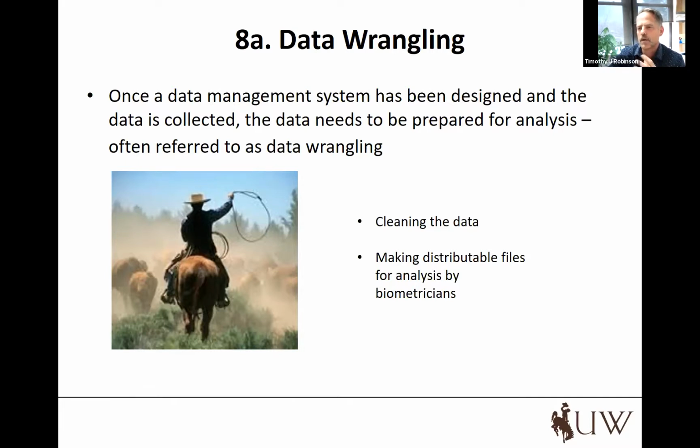This is often referred to as data wrangling. Again, a good applied statistician, biometrician, or data scientist can help you with this. It essentially involves cleaning the data, especially if you've got data in different types, and stitching that together so that you can have distributable files for analysis by the biometricians. Going back to budget, it's estimated that over 15% of the budget is devoted to this data wrangling phase. This takes an incredible amount of time, and you can't overlook it when you're trying to budget for a project.